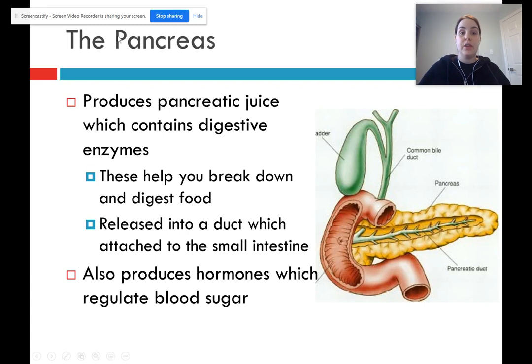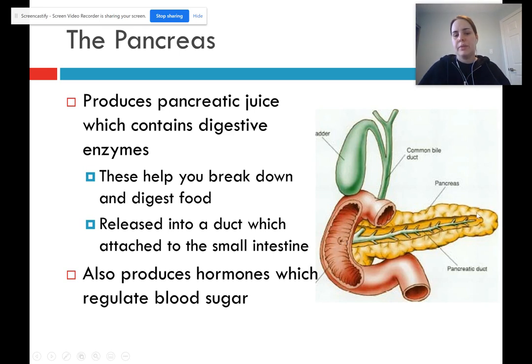One accessory organ is your pancreas. Your pancreas has a couple important jobs. It produces something called pancreatic juice. And in this fluid, you have a lot of extra digestive enzymes that help you break down and digest your food. And it's released from a small duct, which goes right into your small intestine. So your pancreas is right here.